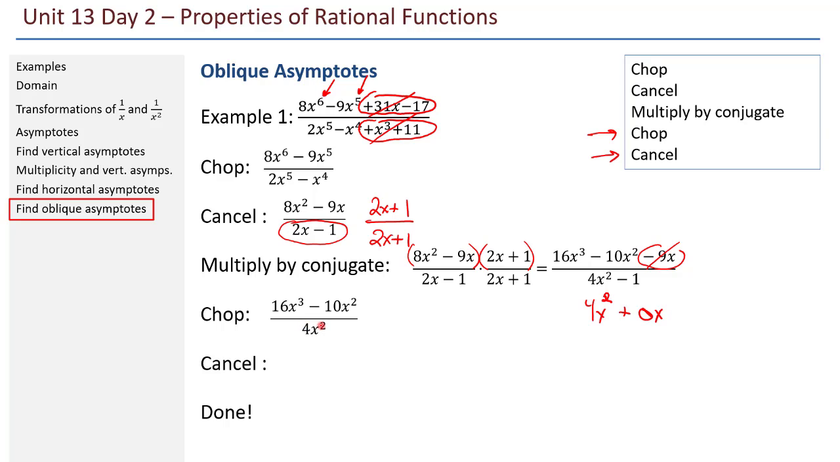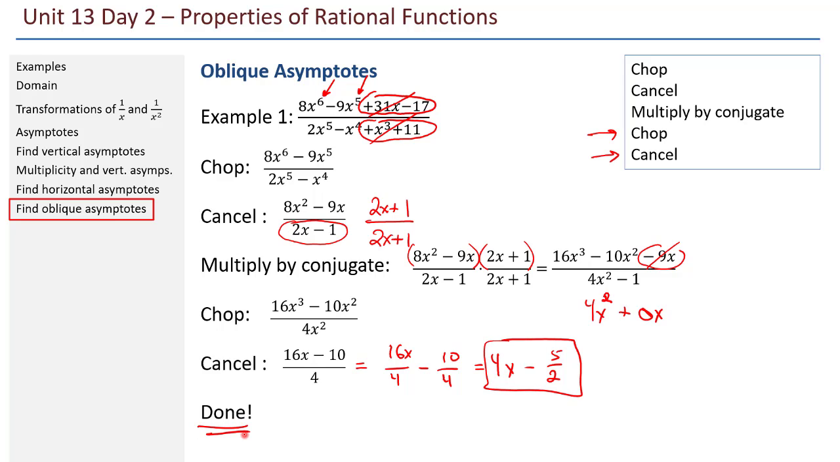And now I can cancel my x's again. So it looks like x squared was able to go away. And now, let's see here, I'll just reduce this. This becomes 16x over 4 minus 10 over 4, and that's 4x minus 5 halves. So that, there we go, done. That actually becomes the answer. That is the line that is my oblique asymptote.